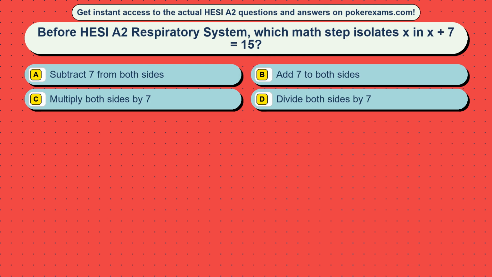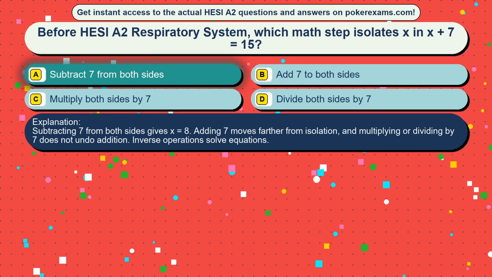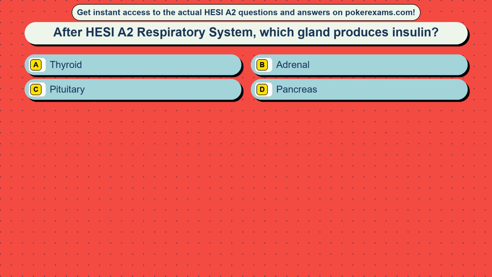Question 5. Before HESI A2 Respiratory System, which math step isolates x in x plus 7 equals 15? Option A subtract 7 from both sides, option B add 7 to both sides, option C multiply both sides by 7, option D divide both sides by 7. The correct answer is option A, subtract 7 from both sides. Subtracting 7 from both sides gives x equals 8. Adding 7 moves farther from isolation, and multiplying or dividing by 7 does not undo addition. Inverse operations solve equations.